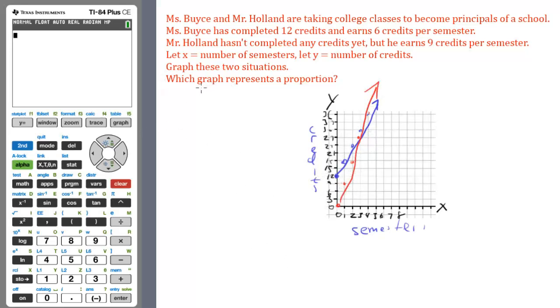And really importantly is which graph represents a proportion. So which of these two represents a proportion? Well, it turns out that Mr. Holland represents a proportion because he started at 0. Any proportion that you graph like this, a line that's a proportion, is going to go through the point 0, 0. And we call this point the origin. So anytime you see a linear graph that's a proportion, it has to go through the point 0, 0, which we also call the origin.